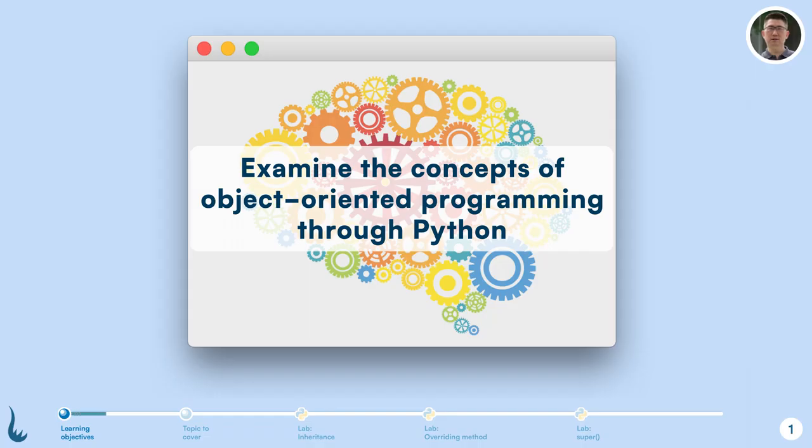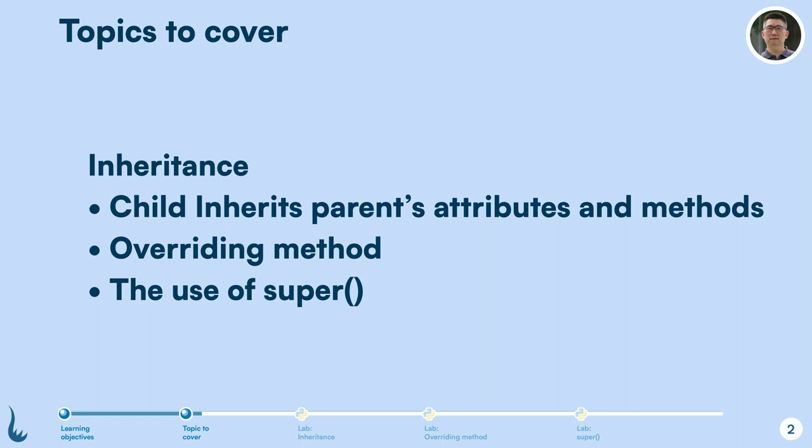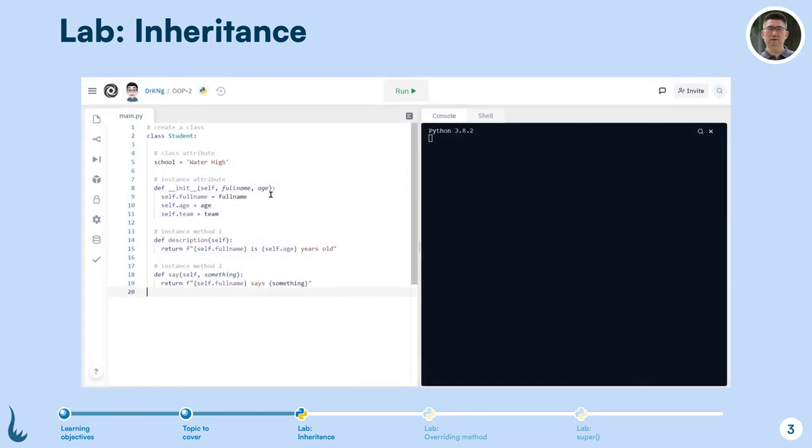After this presentation, you should be able to examine the concepts of OOP with Python. Now, we are going to look at inheritance. Suppose the students in Water High have different school teams and we want the system to record that. We can add an instance attribute team to the student class.